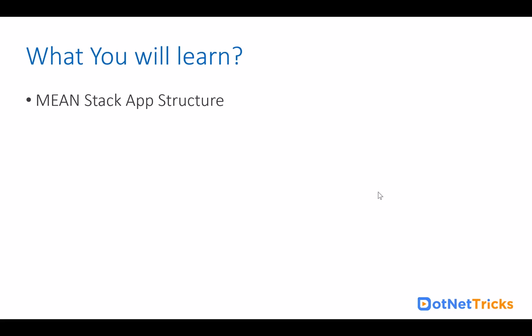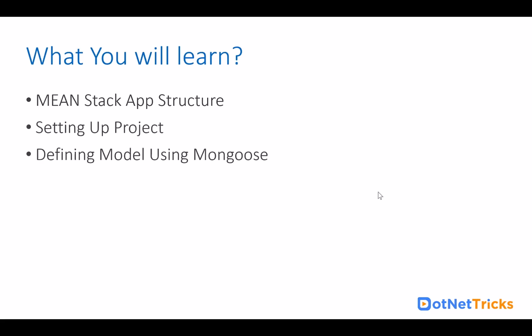First I will tell you about the MEAN stack app structure which we are going to follow in this training program. Then we talk about how we can define the model using Mongoose. Mongoose is an ODM tool which will help us to query MongoDB in an object-oriented fashion. Then we will set up the database, so how we can set up the database connection string so that we can easily make the connection with the MongoDB database with the help of Mongoose.